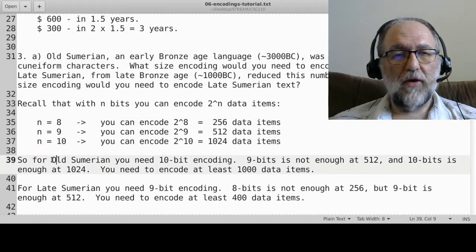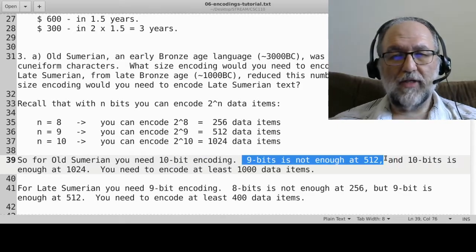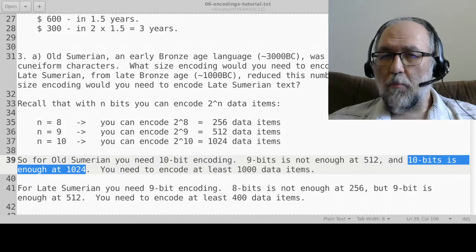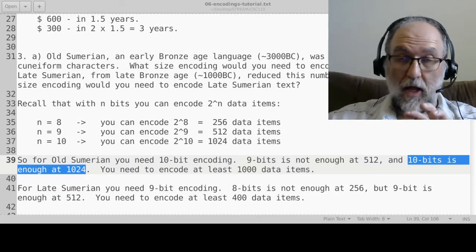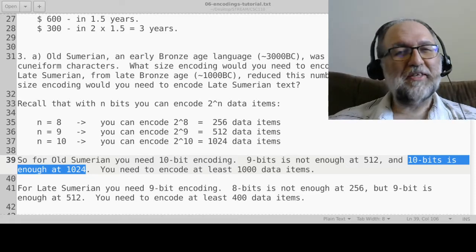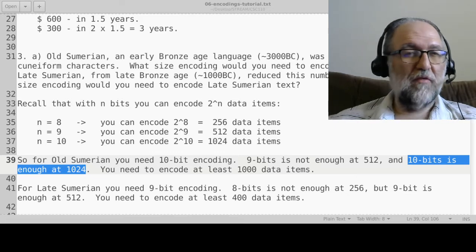So for Old Sumerian, you would need 10-bit encoding. Again, 9 bits is not enough because it only gives you 512, and 10 bits is enough. You want the smallest number of bits possible, as long as it's enough to cover all of them. And you say, well, why not 9.5? Except that, what does half a bit mean? There's no such thing as a fraction of a bit.